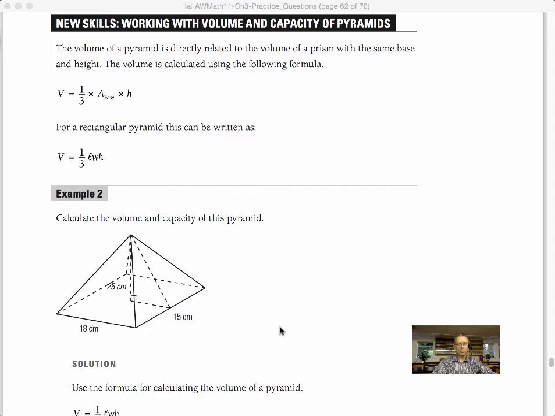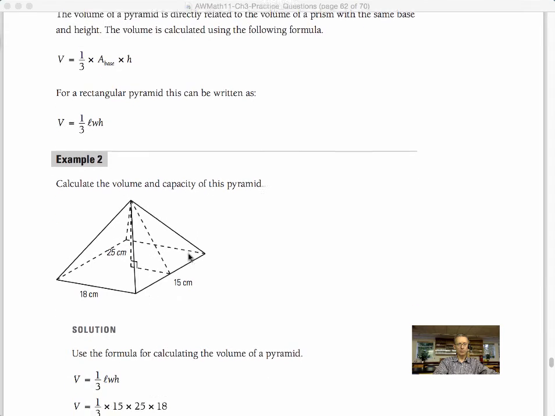Okay, some new skills, working with volume and capacity of pyramids. So, a little bit trickier. It's a volume, but we do have a formula. Again, like a cone, you'll see in a minute, to get the volume of a thing like this, it's not a rectangular prism. If it was a rectangular prism, it would be base times height times width. But for a pyramid, it's actually a third of the length times width times height. Sorry, I think I said base. So yeah, length times width times height would be the volume of a regular prism, but we divide it by a third if we want a pyramid.